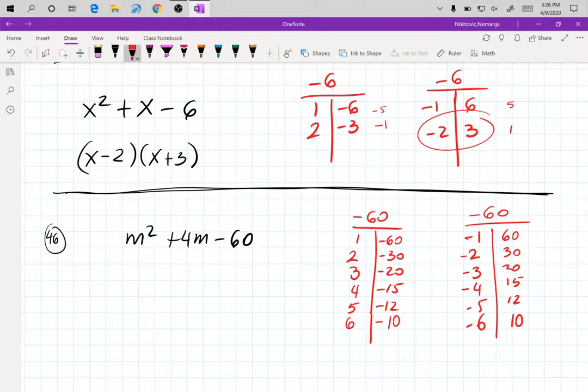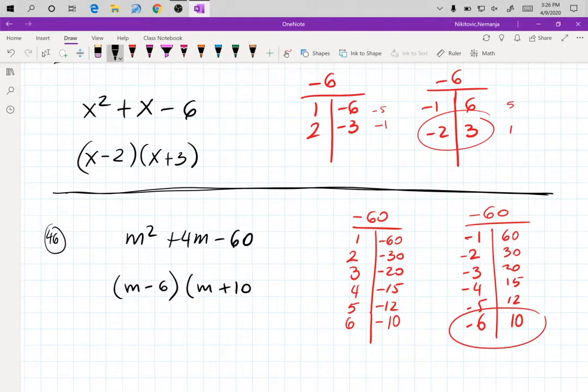So now, which one adds to positive 4? All of these will be adding to negatives because the negative number is bigger. So I just need to find over here which one. There's the one: 10 minus 6 is 4. So m minus 6, m plus 10.